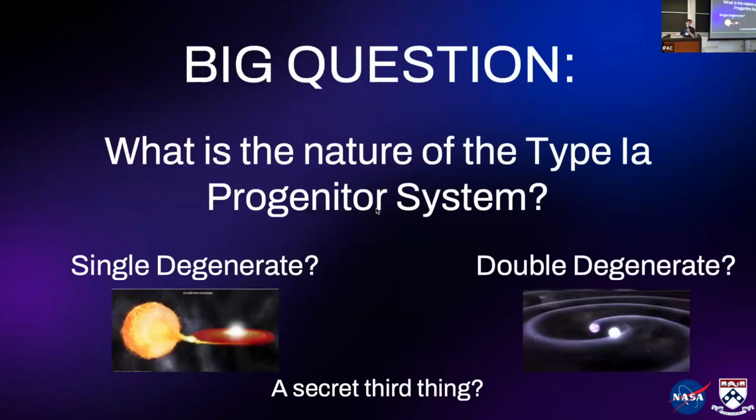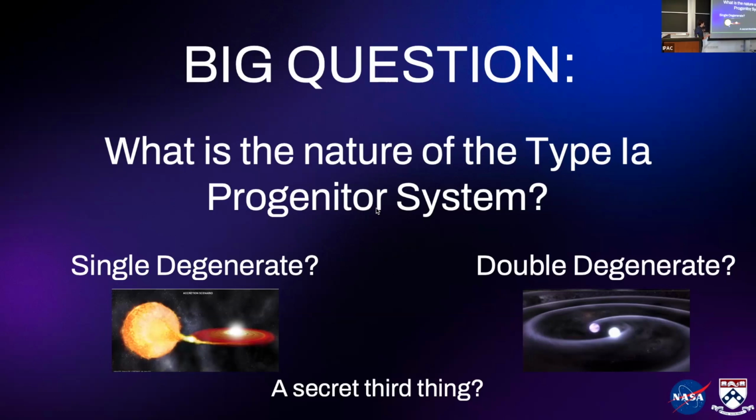All right, so the big question that's going to motivate this talk is, what is the nature of the Type 1a progenitor system? If you know anything about Type 1as, and you do because we've talked about them all day, you know that they are the product of a white dwarf that gets pushed over the Chandrasekhar mass, undergoes thermonuclear runaway, and you get an explosion. Great. The question is, where does that mass actually come from? And there are a lot of theories about where it does.